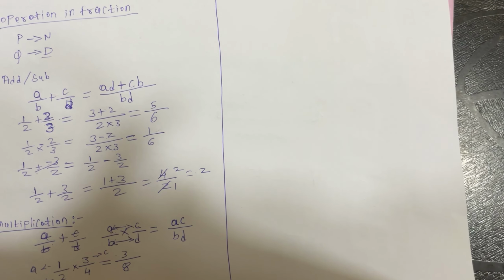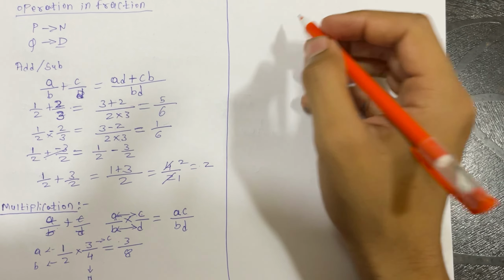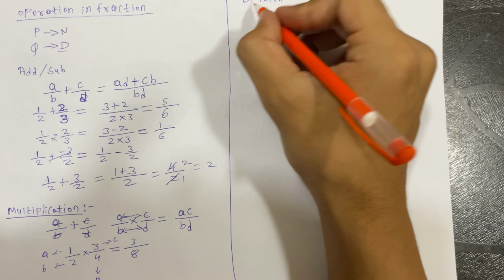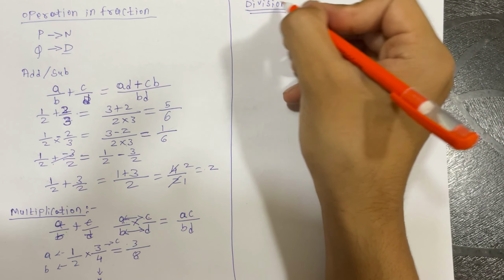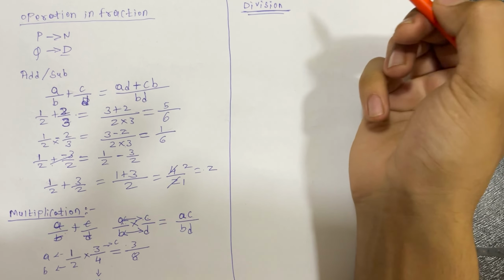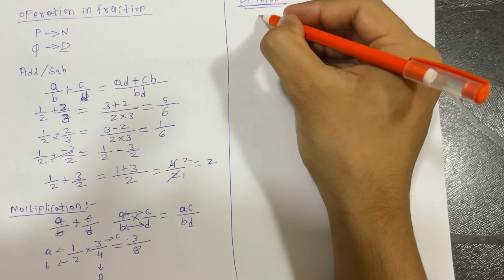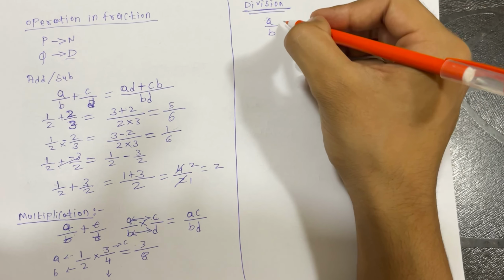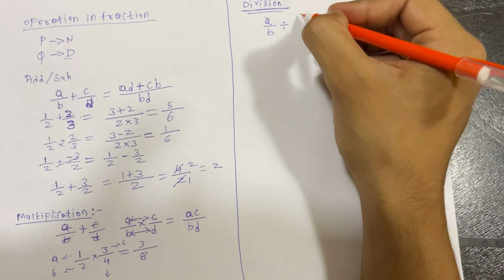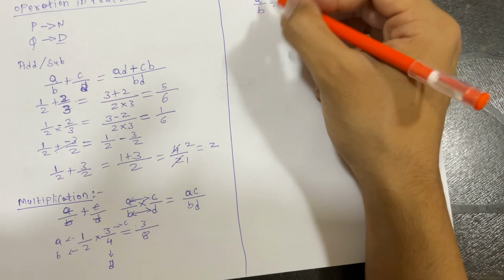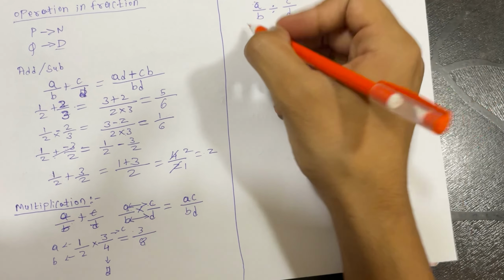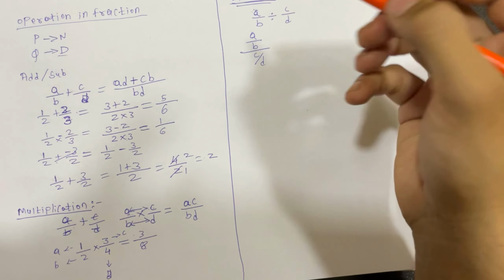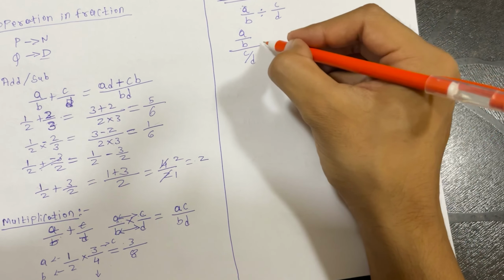Now further, we will learn about division, how division is done, and this is most important in fractions because most of the students make mistakes in doing division. So let's again consider the form a by b divided by c by d. So I have written this. Another way to write this is a by b on c by d. Okay, so now how division is done, we will learn this.